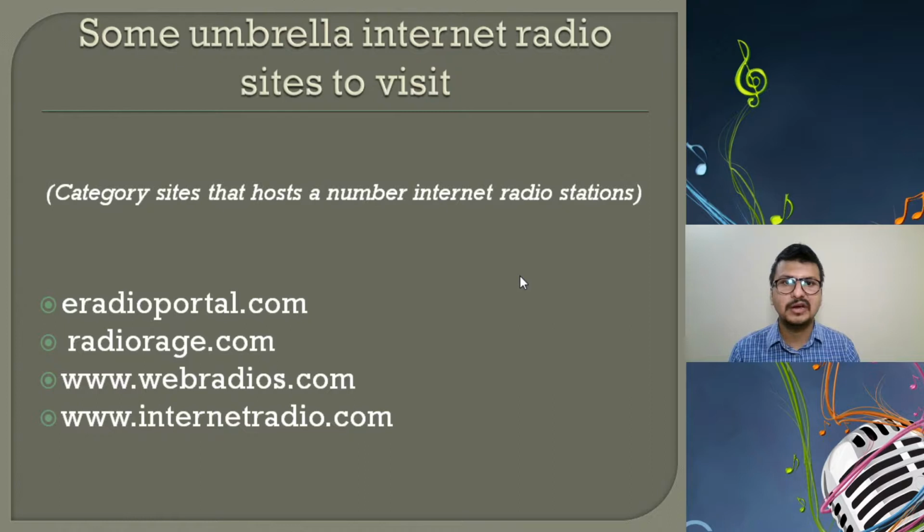So these are some umbrella internet radio sites. These are category sites that host a number of internet radio stations. Right now there are four. The first one is iradioportal.com. The second one is radiorage.com. The third one is www.webradio.com. The fourth one is internetradio.com. So these are four umbrella internet radio sites that you can visit. There are more also, but these four are generally used for reference. You can check the links.